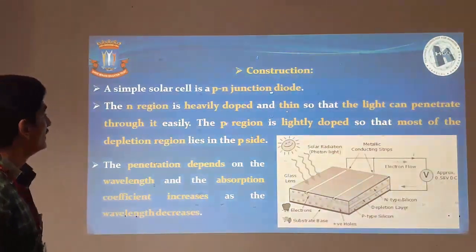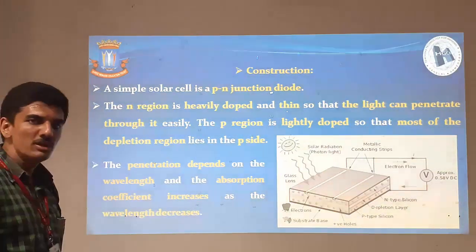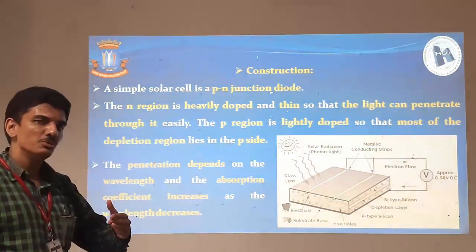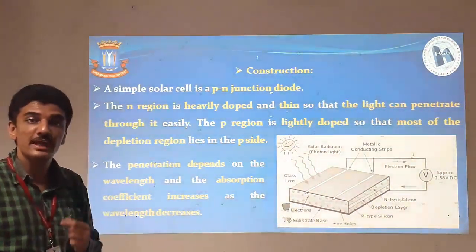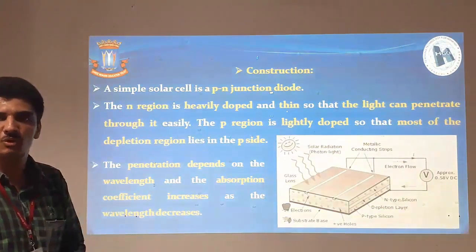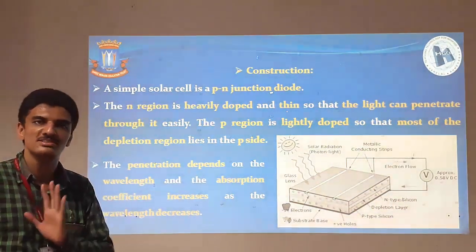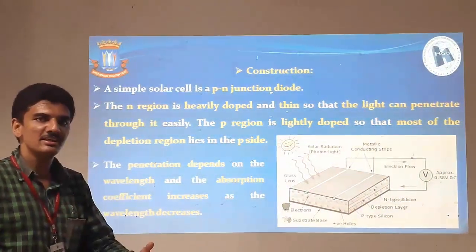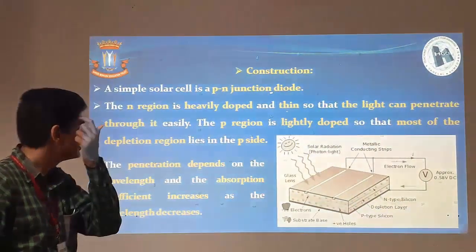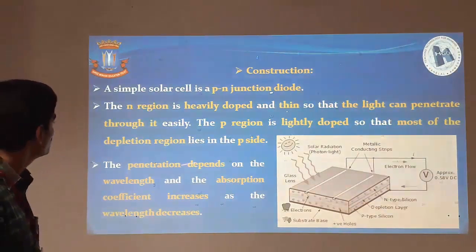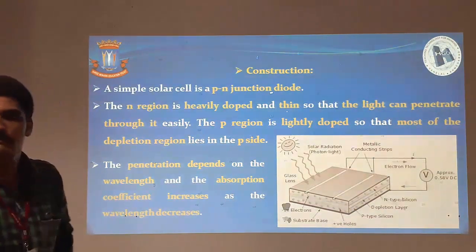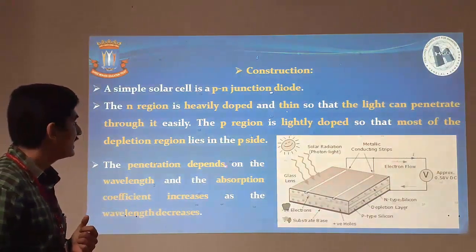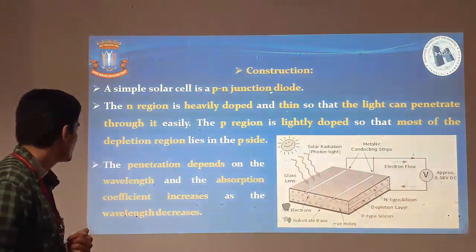Now, the P region, that is the positive hole region, is lightly doped. So, in contrast to the higher amount of electrons, we have kept the lesser amount of holes, that means a lower positive carrier concentration in P-type silicon. The reason will be discussed briefly in the working section of solar cell, so that most of the depletion region lies in the P-side material. Depletion region, this is quite an interesting thing which we will discuss in the working section.